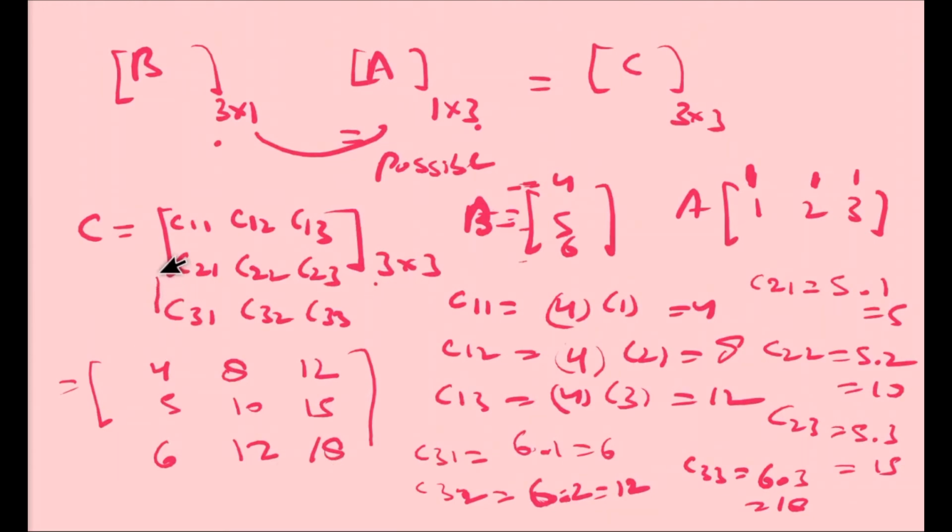So student, this is your answer. Now, is AB equal to BA? If it is possible, then we can see it is not equal. No, it is not equal. It means the product does not follow the commutative law.